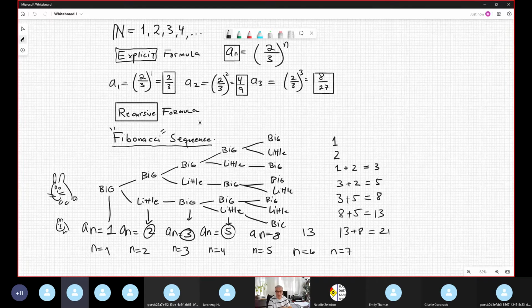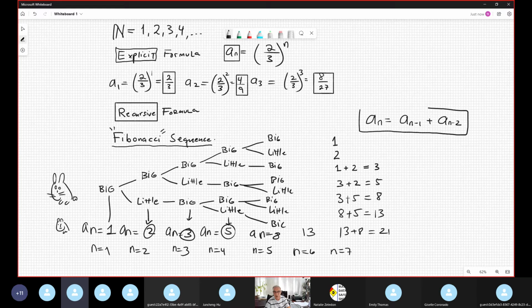Actually, we did that. A sub n is equal to the sum of the two previous, and you can indicate it like that: A sub n minus 1, which is before n, plus A sub n minus 2, which is before that. This is the recursive formula. With a recursive formula, we have no explicit formula where you plug in and magically get the value. You have some connection between the previous value and the new one that you want to find.